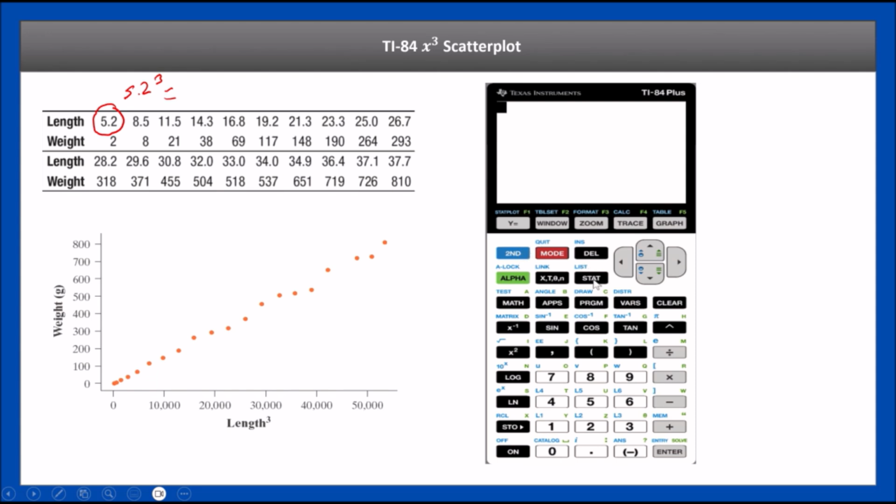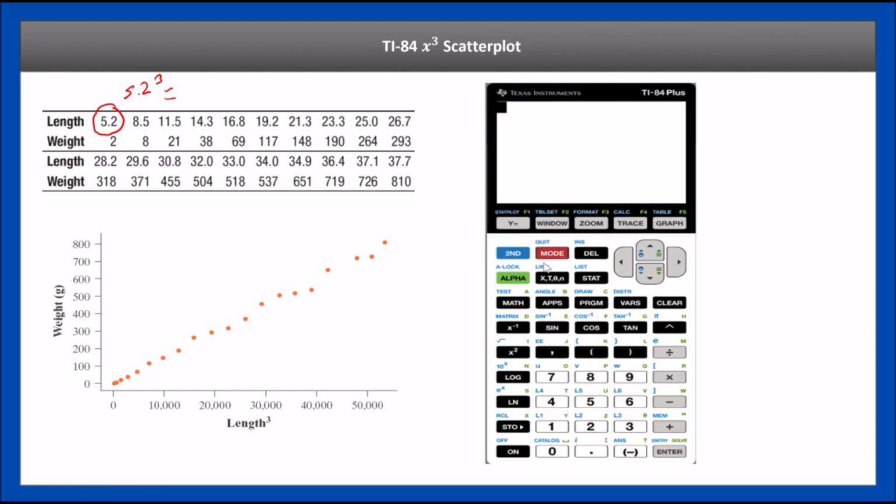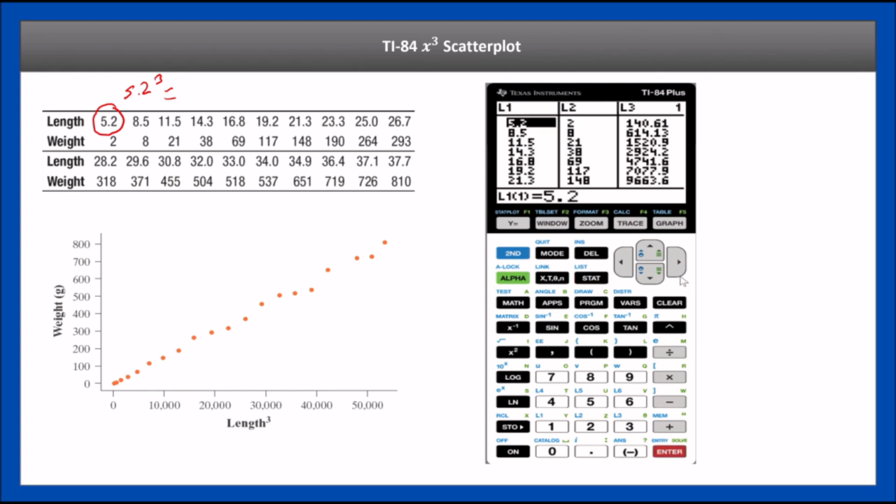So first off, let's go to our stat edit just to look at our lists, L1 and L2, make sure that those are inputted. Now we're going to use L3. So let's quit out of that first. We're going to go to second stat, and we're going to do L1 raised to the third power. That takes the x values and cubes them. We're going to store that into second stat L3. All right, so that's my L3. And now my third list has my cubed data for my x values. So that L3 has my x values cubed. All right, that's what that is.